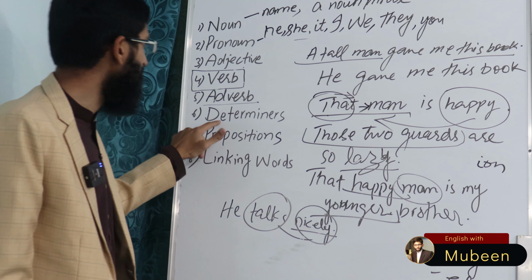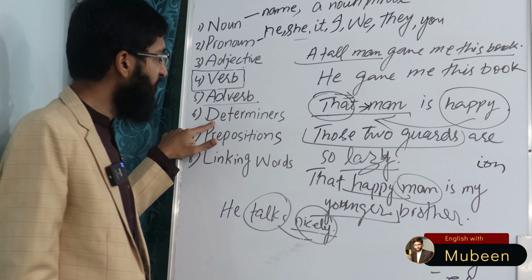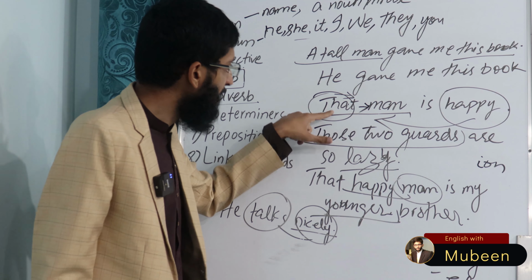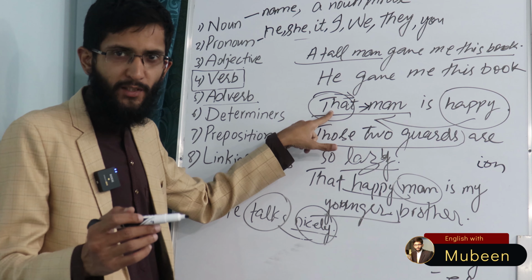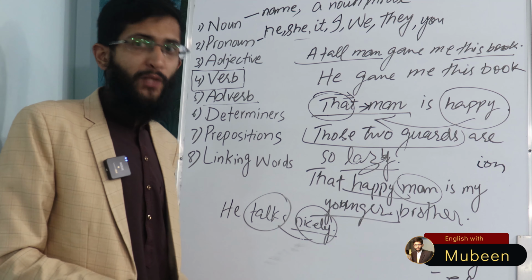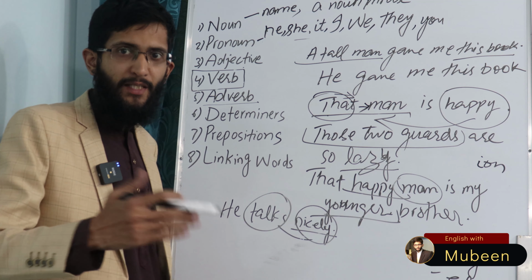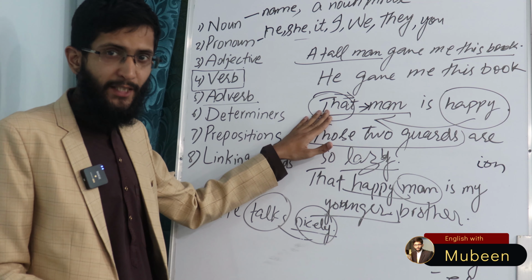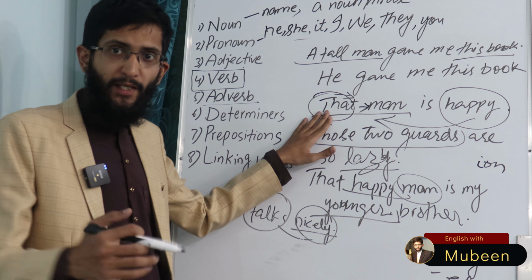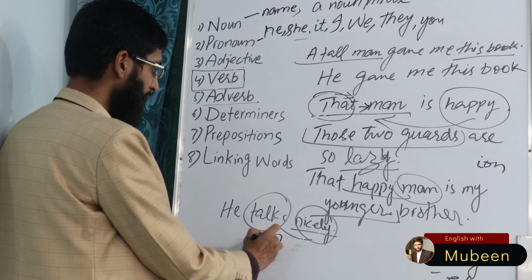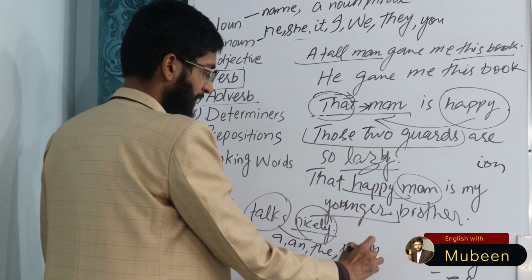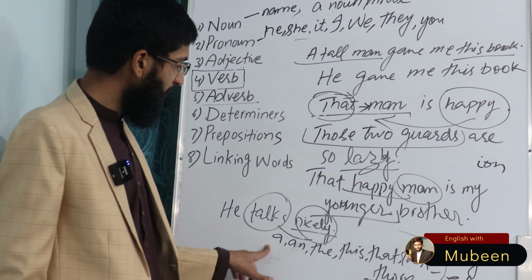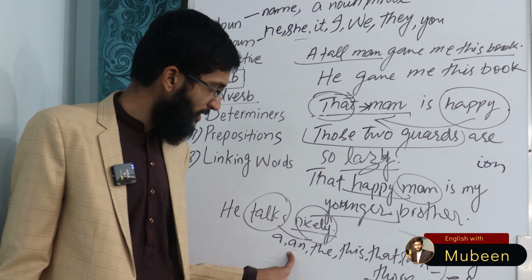So the next is determiner. Determiners come before nouns. For example, that man, in this phrase that is a determiner. Determiners actually determine the noun. For example, my chair, your chair, his chair: his, my, her, your, our, all are determiners. Then this, that, these, those are determiners. A and the are determiners. Like a table, an orange, an elephant, an umbrella.